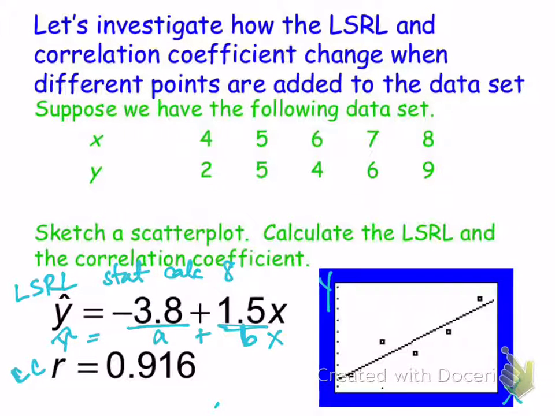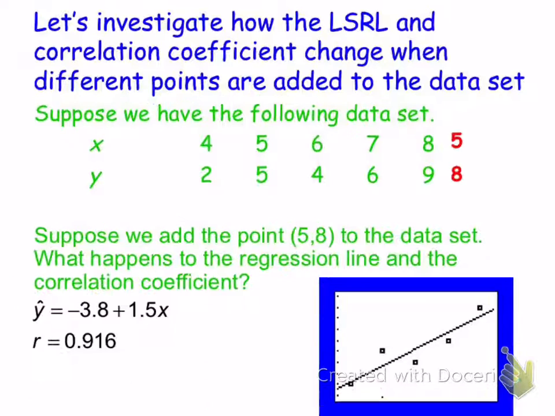So just based off of that number, if I were to describe the correlation coefficient, what would I say? Strong positive linear because of the 0.916. Strong positive linear. Good. So if you go back to stat edit for number 2, I'm going to add 5 into my list 1, and I'm going to add 8 into my list 2. I want you to calculate a new LSRL.